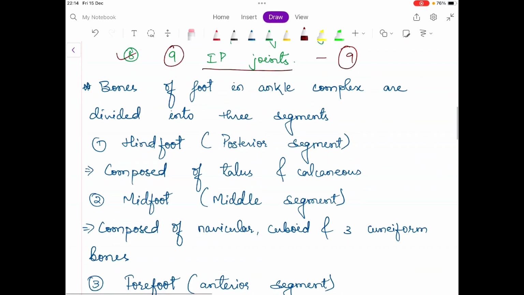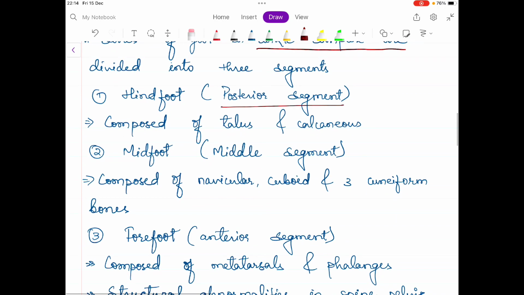Now let's get a little bit deeper. The bones of the foot in the ankle complex are divided into 3 segments: the posterior segment, middle segment, and anterior segment, which are also known as the hindfoot, midfoot and forefoot.